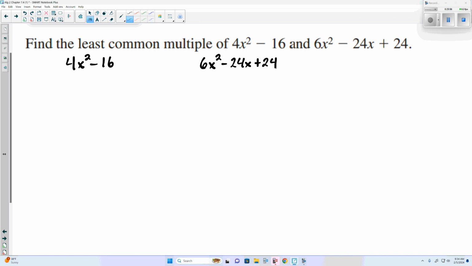So if we look at 4x squared minus 16, there's a greatest common factor of 4. And if we factor it out, we're left with x squared minus 4.